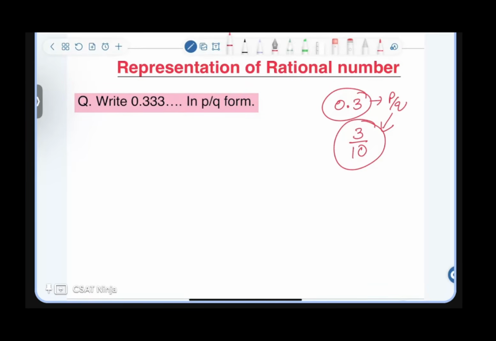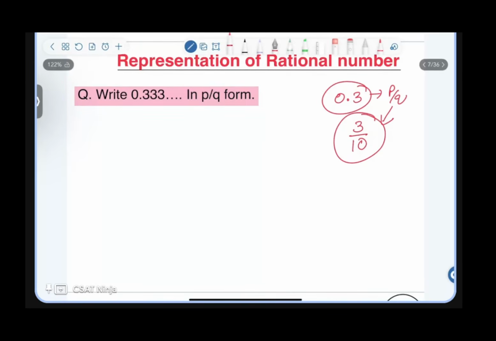What if it was 0.33 like this? It can also be represented like this. There will be a small dash above the number. We call that a bar. 0.3 bar means that the number is repeating again and again. So how do we represent this?